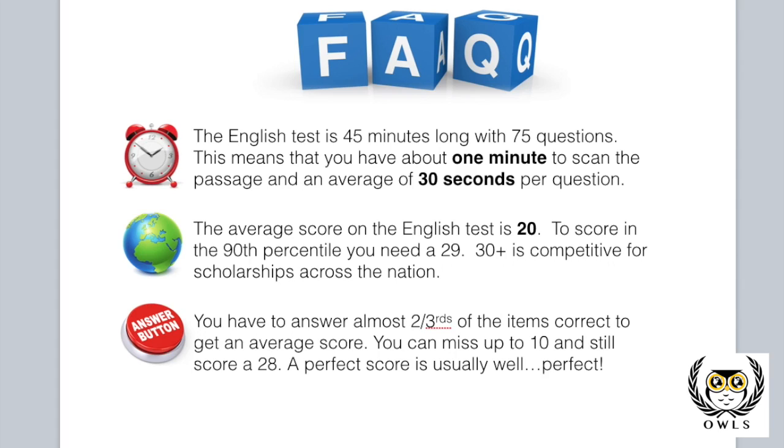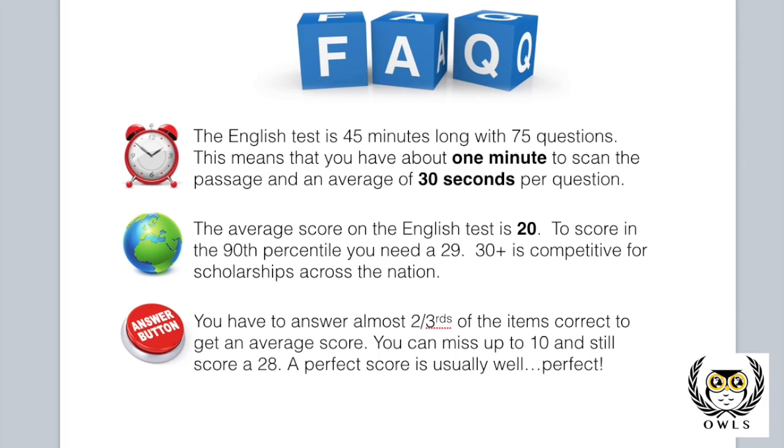Now, I mentioned that you have to answer almost 2/3 of the questions correct just to get an average score, but you can miss up to 10 and still get a 28. So understand that you have a much larger margin of error the higher you go, which means it's actually a little bit easier to go from a 30 to a 34 than it is to go from a 20 to a 24. Just saying.